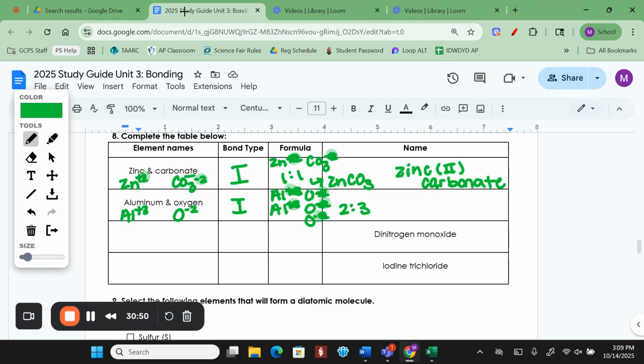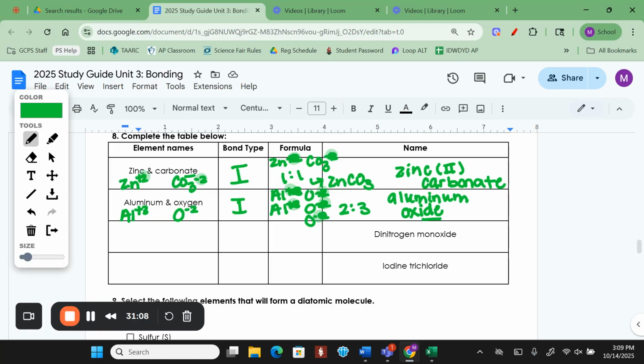Because aluminum is a regular metal, it is going to need no Roman numeral. Because oxygen is a nonmetal, we change its name to have IDE on the end, which is oxide.